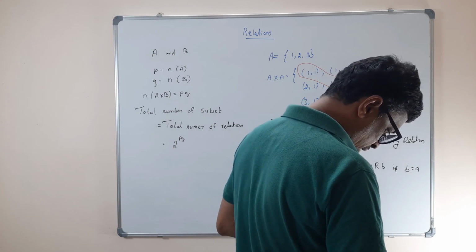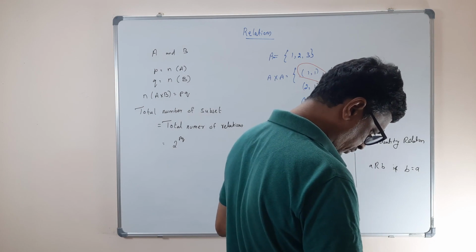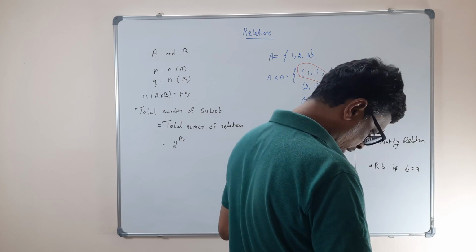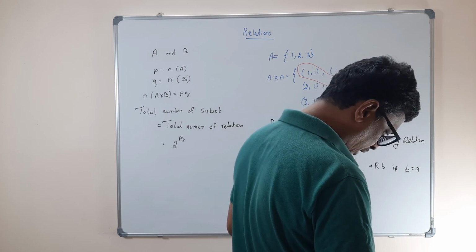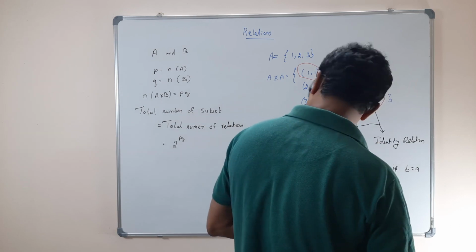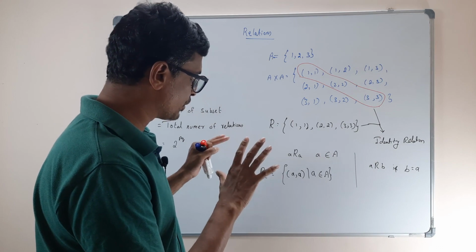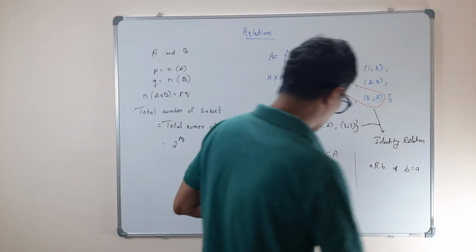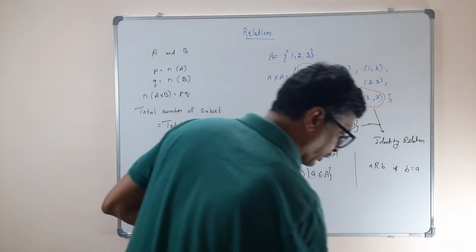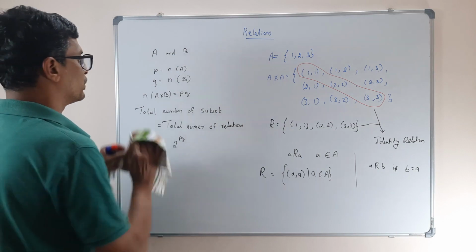Okay, so this is the identity relation. Then they give the types of relations. There are some types of relations which we will define, and that is required to go for the equivalence relation. So let me do that.